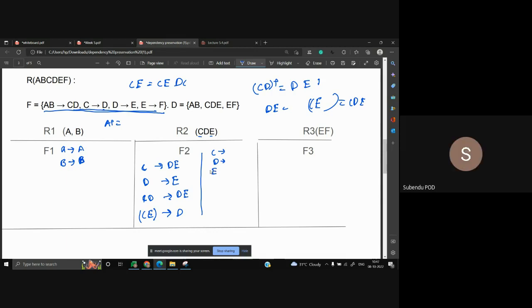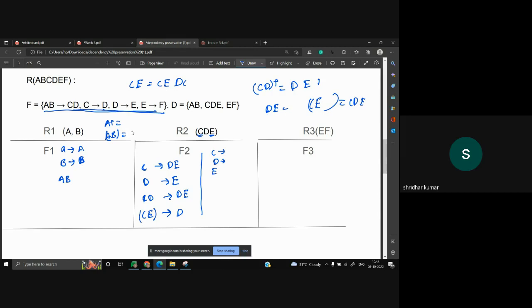But when we are taking two at a time, then we go into F to find the dependency. But CE is not present in F, sir. C is present, E is present. Yeah, that's clear. But when we are taking two at a time, like AB, AB is determining CD. So let's see: if you find the AB closure, what will you get?